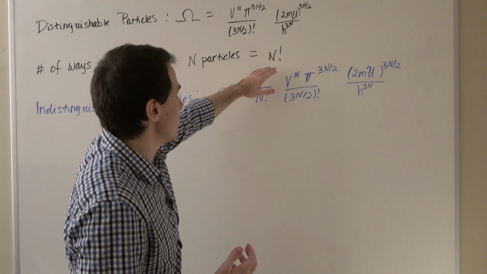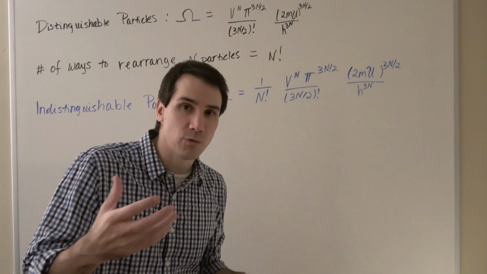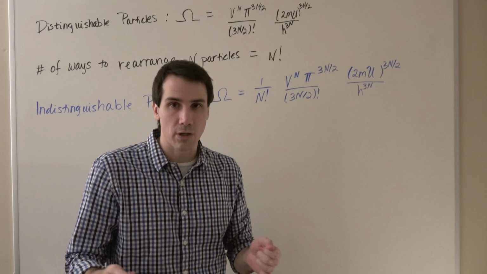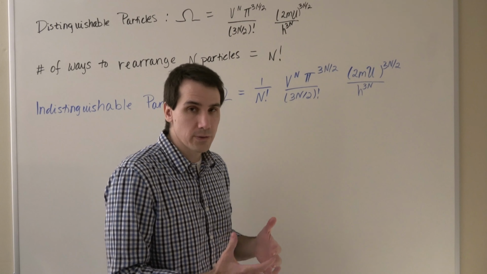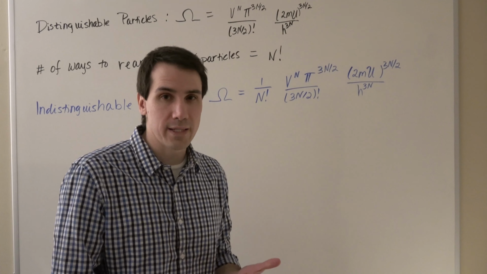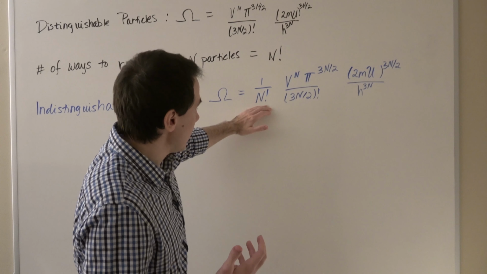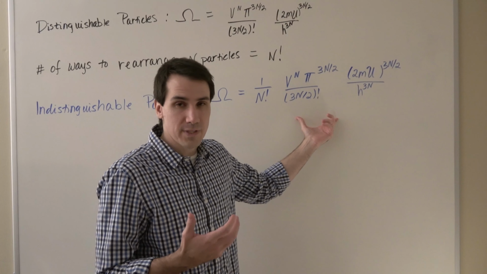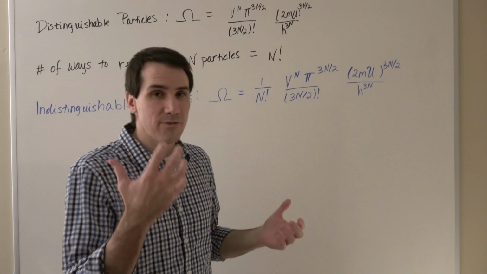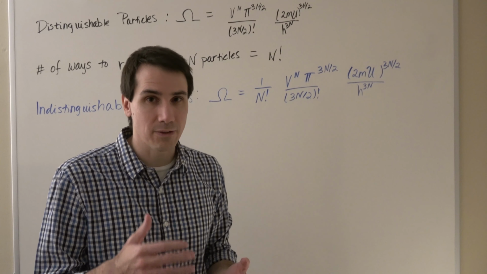And that means that we need to divide our multiplicity by the number of ways of rearranging all of these identical particles. And for N particles, there are N factorial ways of rearranging them. So we divide by N factorial, and our multiplicity function becomes this. So this is the final multiplicity function for an indistinguishable ideal gas.